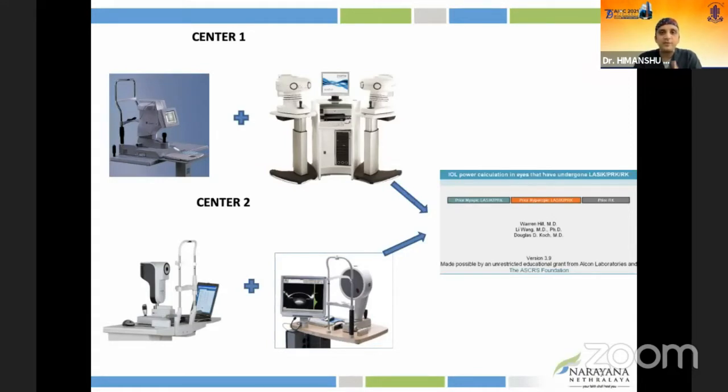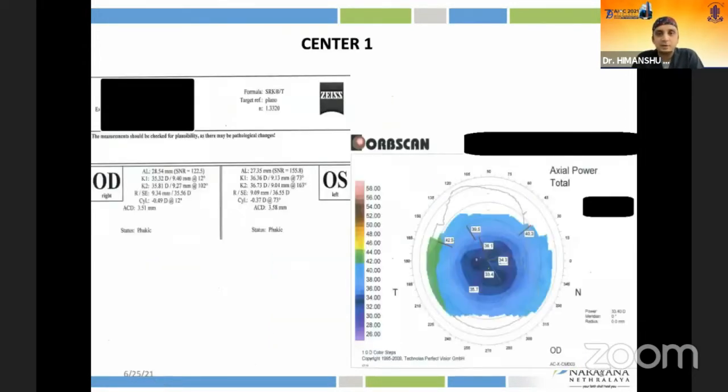What if one center has the IOL Master and OBSCAN, and they are going to use them for the ASCRS calculator, or the other center has LenStar and Pentacam, and they are going to do the same thing? What happens if we have such different scenarios? Let's take center one, which has the IOL Master and OBSCAN combination. The combination can be anything; I'm just taking an example here.